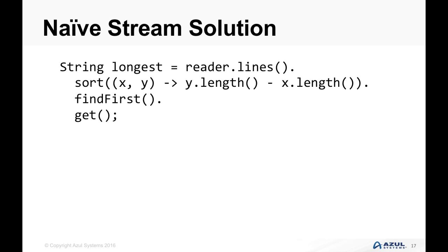So I came up with what I call the naive stream solution. I thought, right, I want the longest line in the file, so what I'll do is I'll pass the stream of strings into sorted, and I'll sort them by length, so that the longest one is the first in that stream. Then I can pass that into findFirst, which simply returns the first element in the stream. That's an Optional, so I get that result out, and I get my longest line in the file.